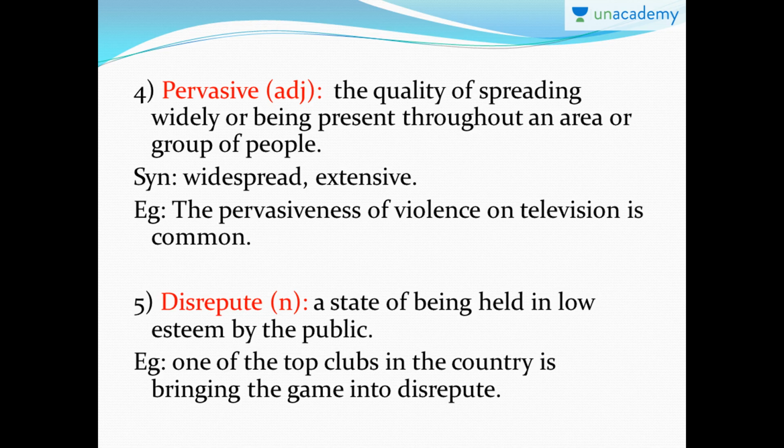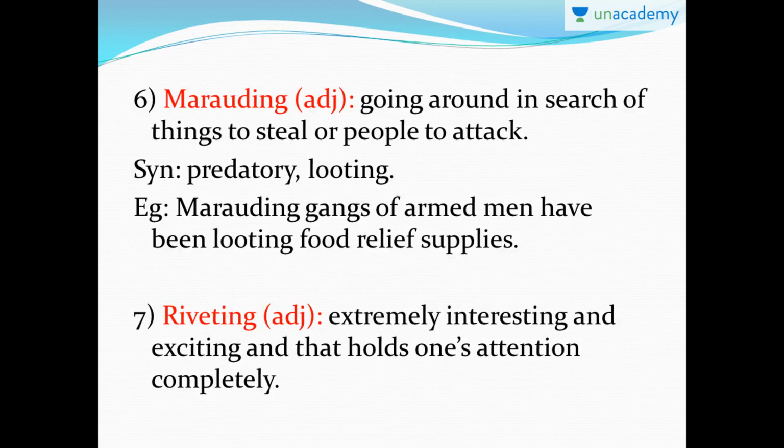Next one was pervasive. That means widespread or very extensive. Next one was disrepute, where your esteem is very low in the eyes of the public. And next one is marauding. That means to go around in search of things to steal or people to attack. Next one is riveting. That means extremely interesting and exciting, and it holds one's attention.